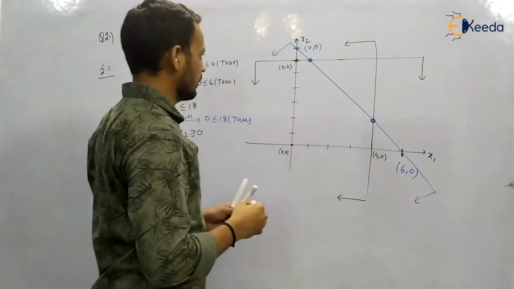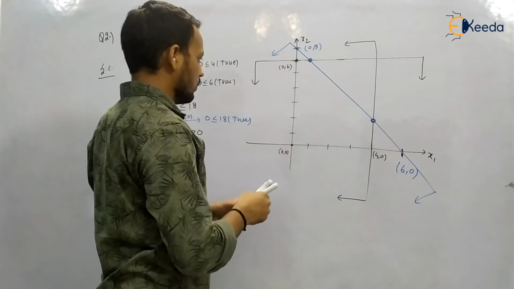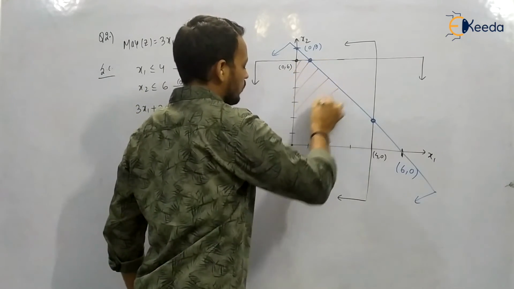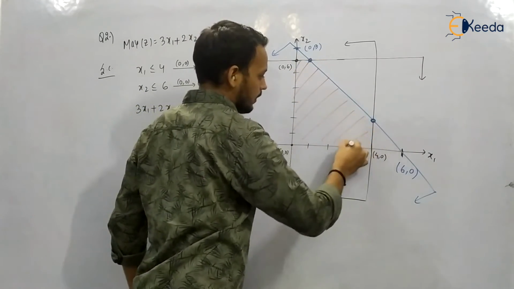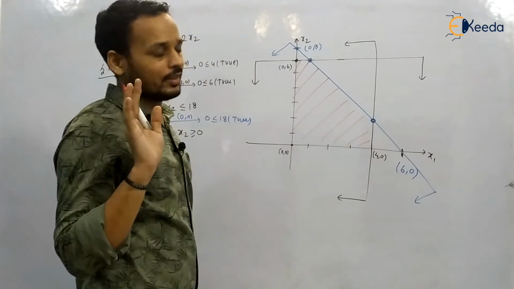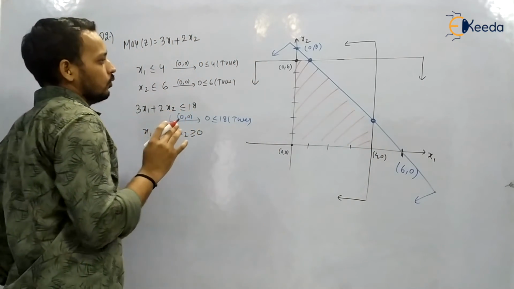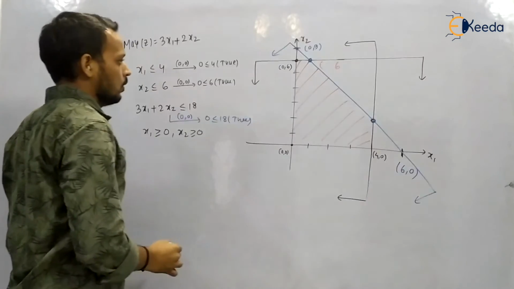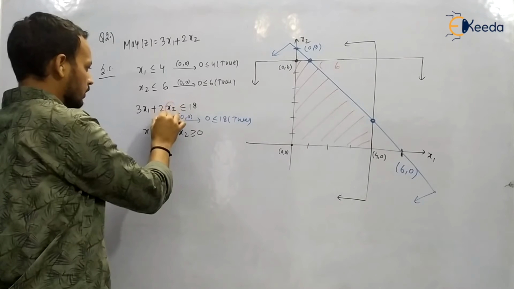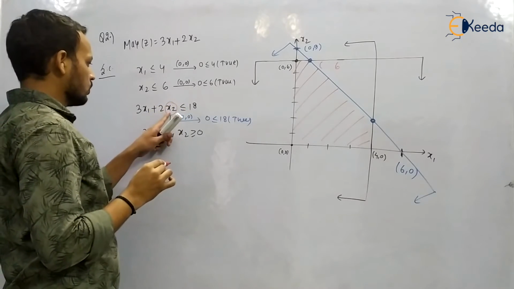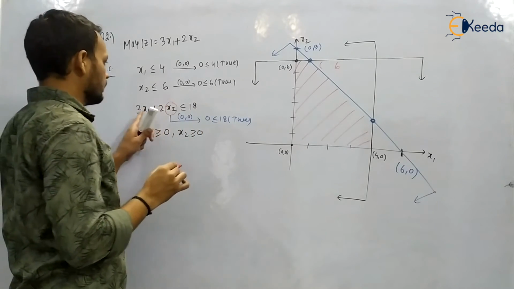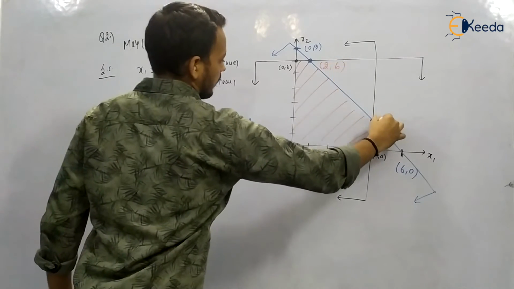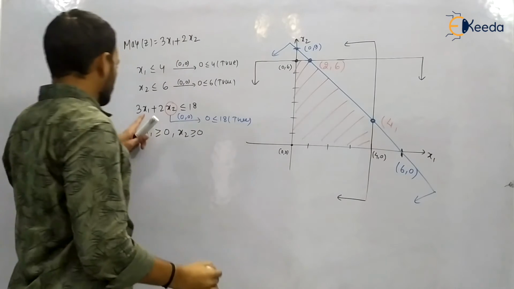So we have got this. Which is the feasible region? This one is going to be the feasible region, because any point in this region will satisfy all three constraints. Now we will try to find the corner points. This is x2 equal to 6. If you put 6 here, 3 times x1 is 18 minus 12, which is 6, so x1 is 2. So this is 2 comma 6, and this is 4 comma 4.